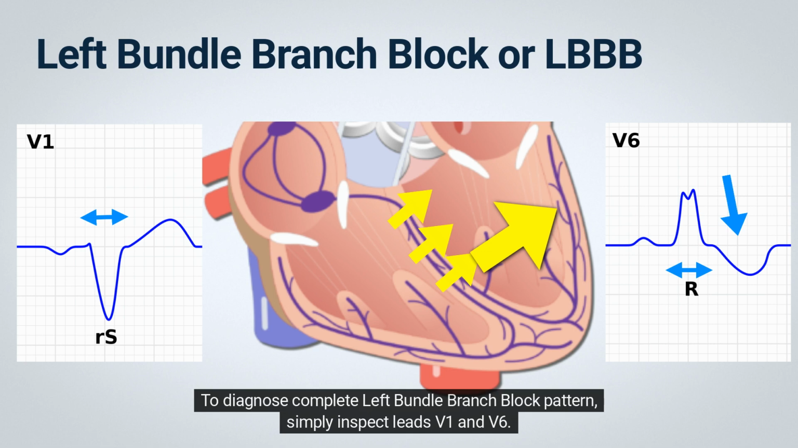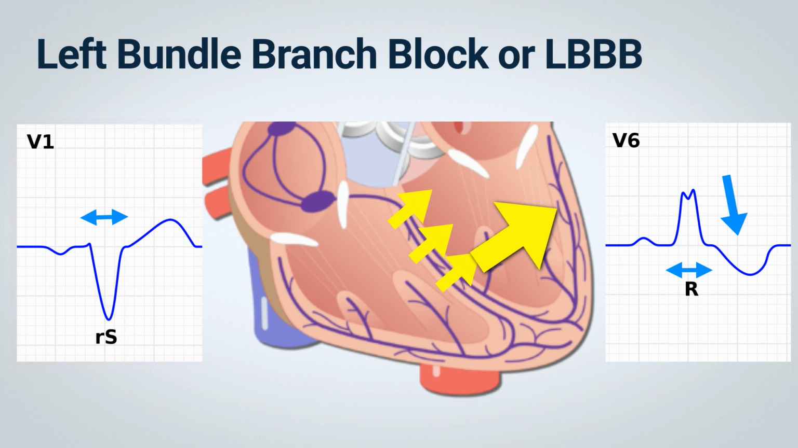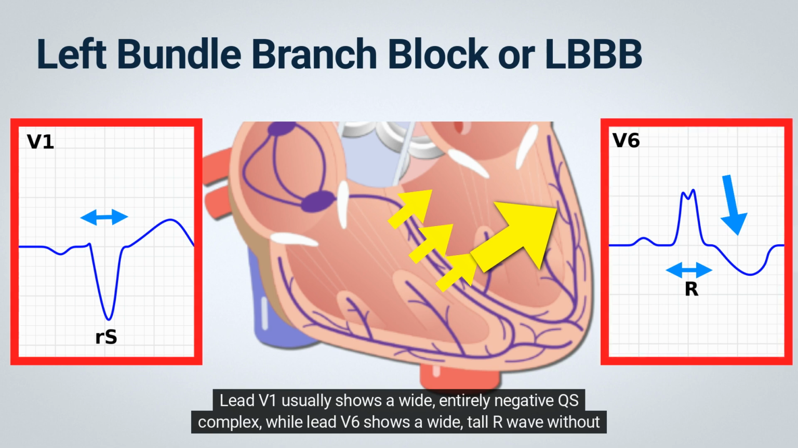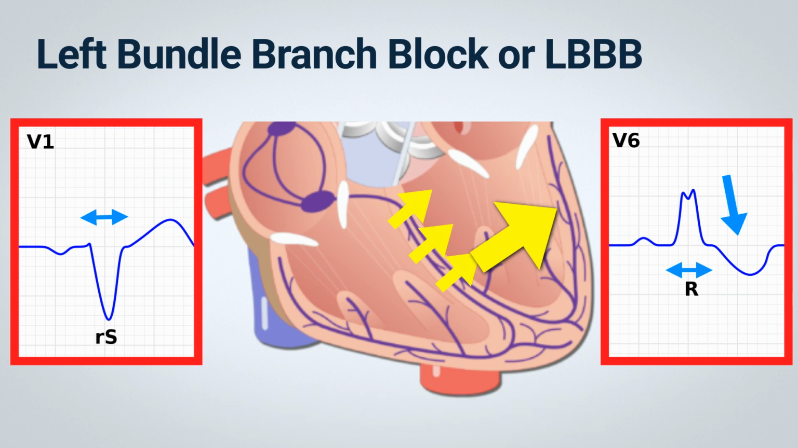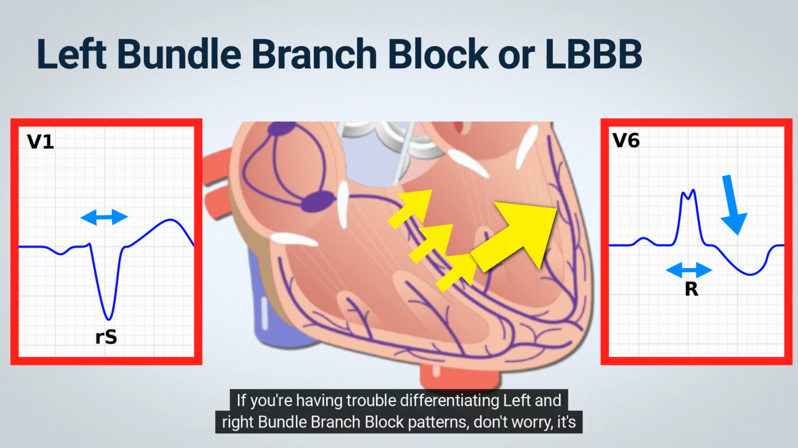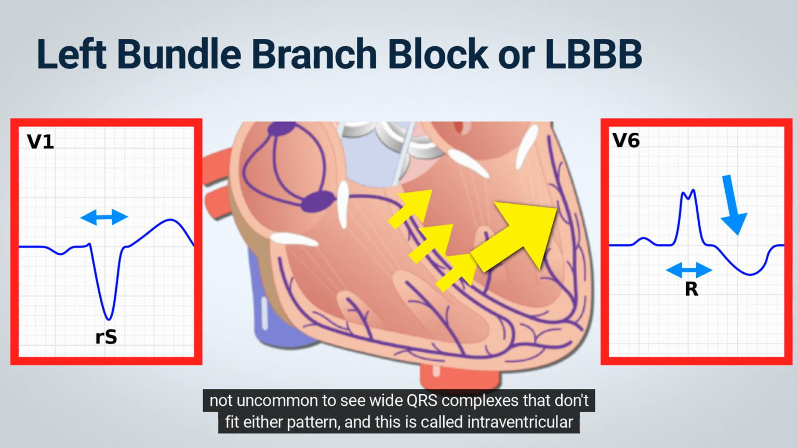To diagnose complete left bundle branch block pattern, simply inspect leads V1 and V6. Lead V1 usually shows a wide, entirely negative QS complex, while lead V6 shows a wide, tall R wave without a Q wave. If you're having trouble differentiating left and right bundle branch block patterns, don't worry. It's not uncommon to see wide QRS complexes that don't fit either pattern. And this is called intraventricular delay.